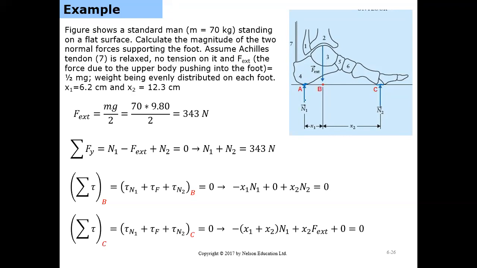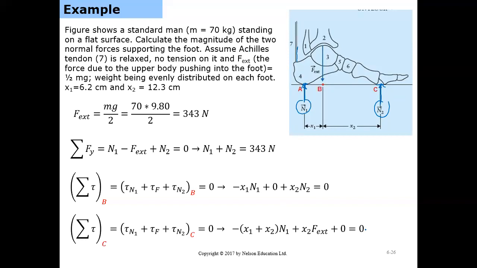So at the point A, there is a normal force from the floor on the foot. We'll call it N1, and at the point C, let me call it N2. Okay, we have to find N1 and N2. Assume the Achilles tendon is relaxed. So this muscle here is called the Achilles tendon. Relaxed means tension is 0. So no force from there.